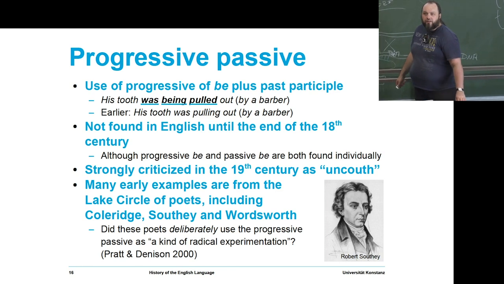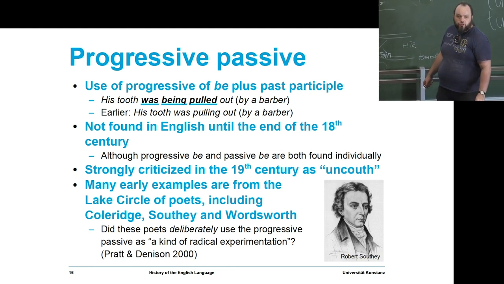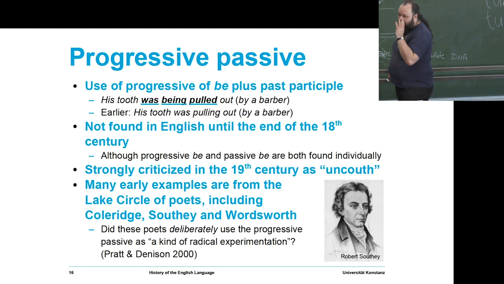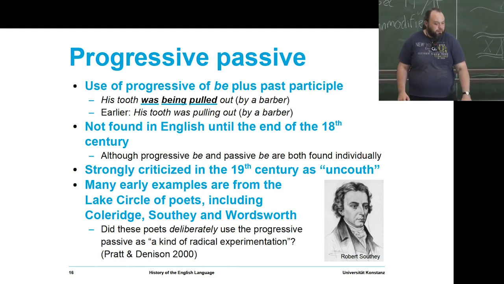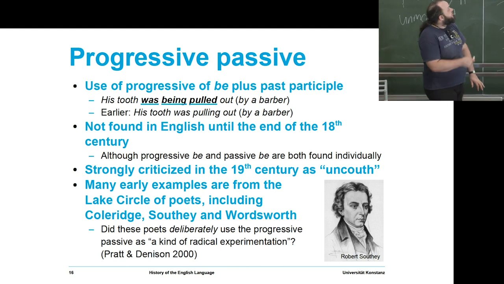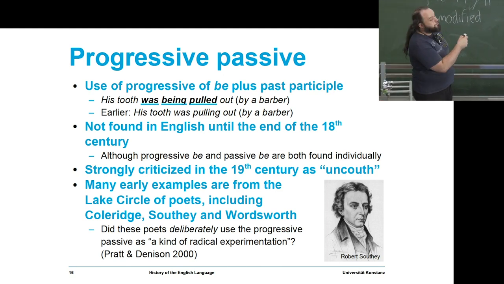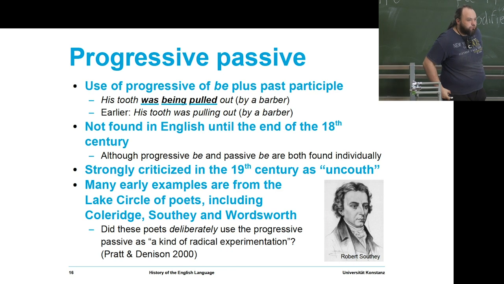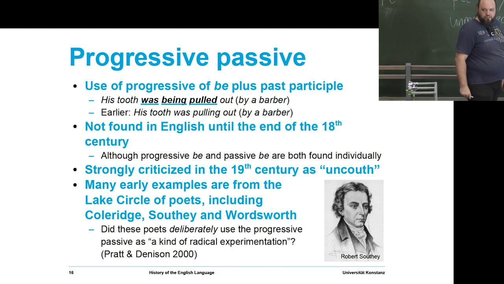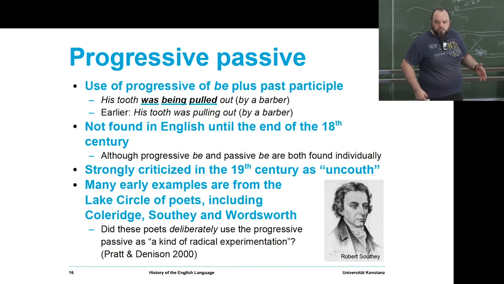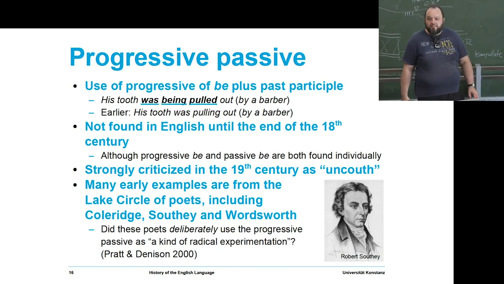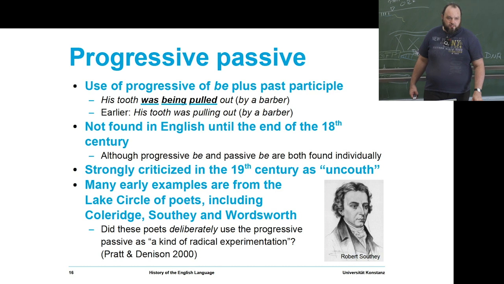Earlier, you actually find a different form here. You wouldn't use this in the earlier form. You would use what's called a passival form, which is this here. His tooth was pulling out. This seems really weird to a modern speaker of English, right? If you were to say, my house is being built, you wouldn't say that. You would say, my house is building, right?